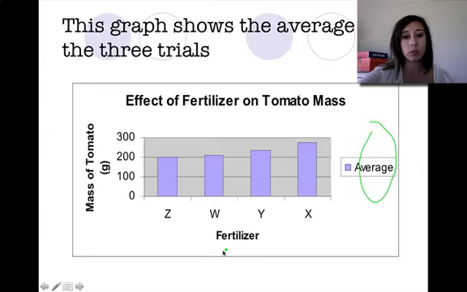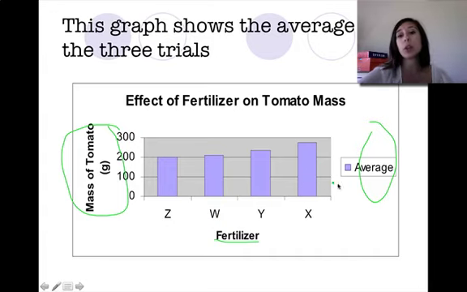Okay, and so notice we've labeled our X and our Y axis. Do not leave these unlabeled. Give a really good title that includes reference to your independent and your dependent variable. And if you use a bar graph, make sure that you color code and you label what those colors represent.